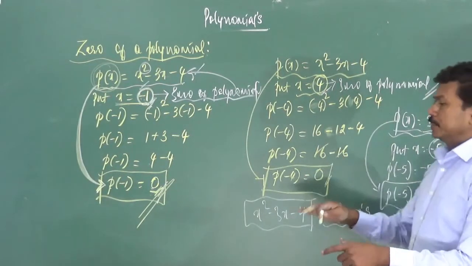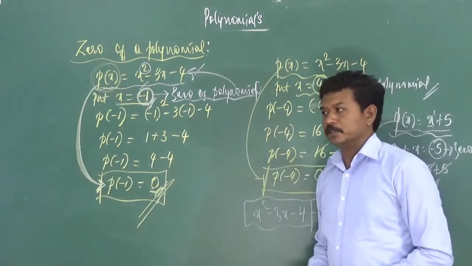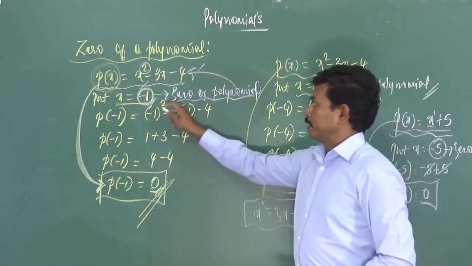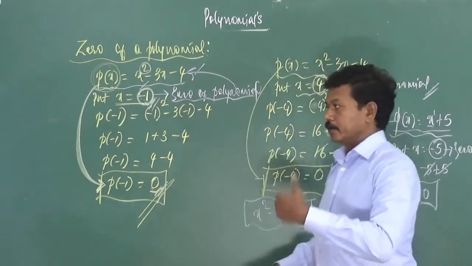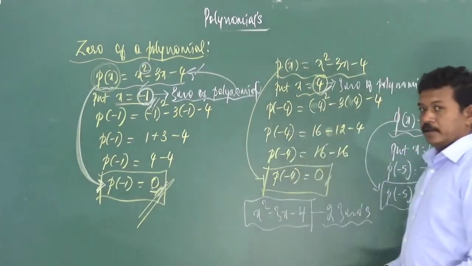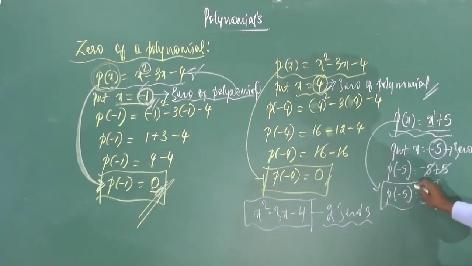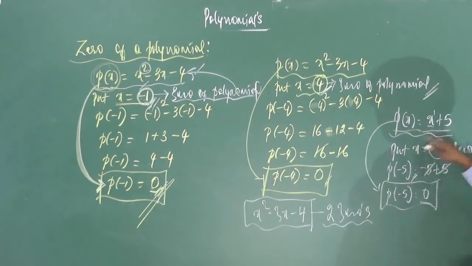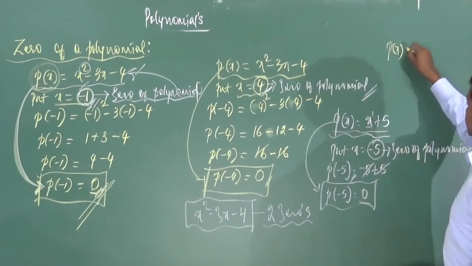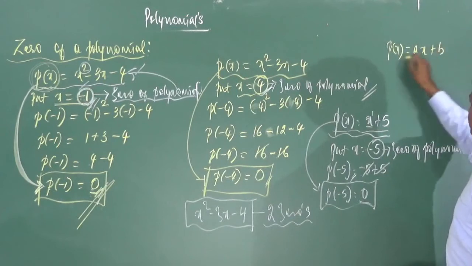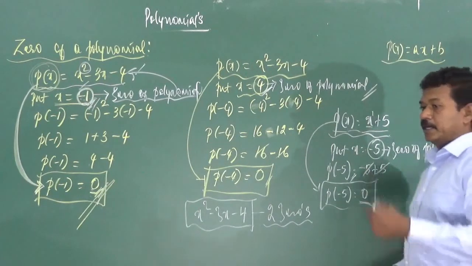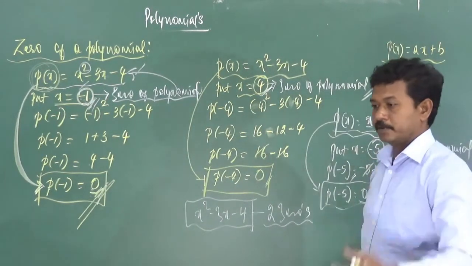So we will go a little bit into depth on this. I will show you how I guessed minus 1, and how I guessed this 4, and how here I guessed this minus 5. First I will show you for the linear polynomial. So now please observe this. p of x, this is a linear polynomial. It is in the form of ax plus b. This is the general form of a linear polynomial, what I showed you in the previous class.